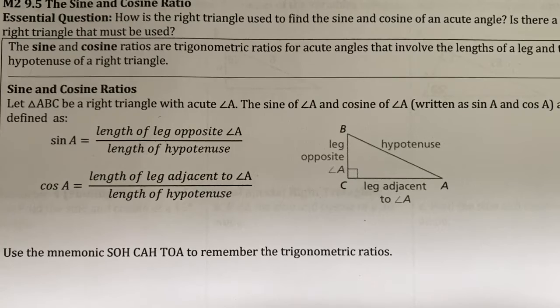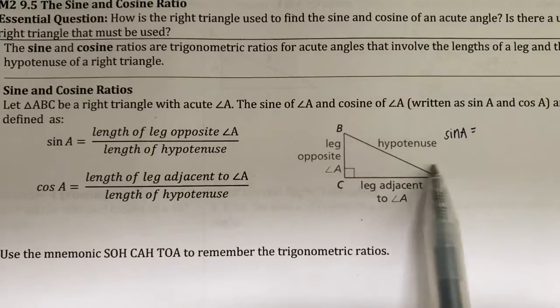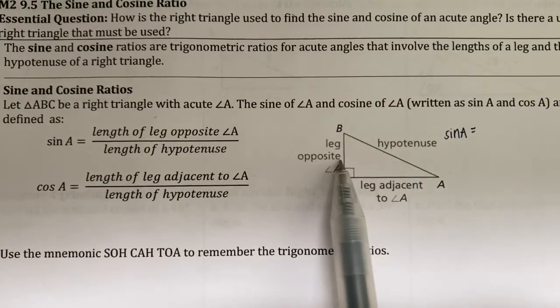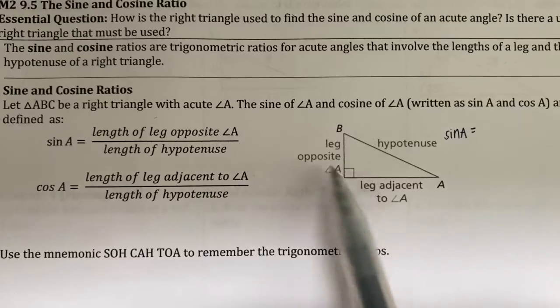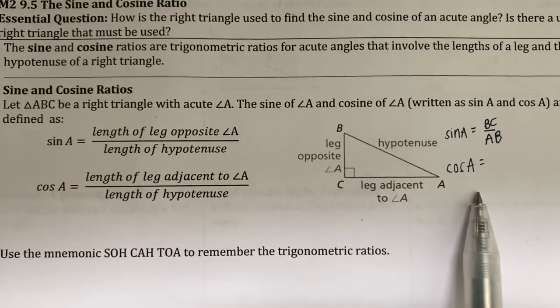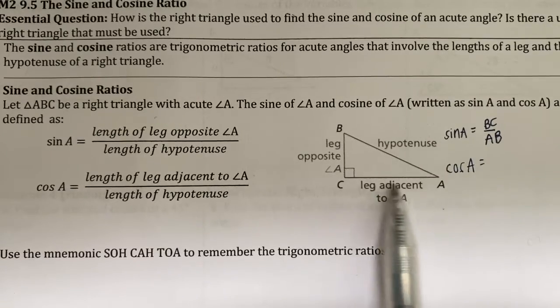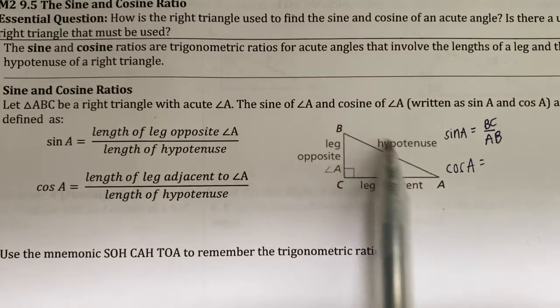So let's find the sine and cosine values for the two acute angles of this triangle right here, ABC. Sine of angle A is going to be opposite over the hypotenuse. So opposite is BC over AB, the hypotenuse. Cosine of angle A is going to be the ratio of the leg that's adjacent or next to angle A, which is AC, over the hypotenuse, AB.